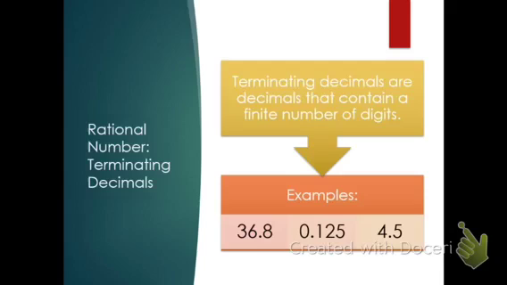So let's talk about rational numbers that are terminating decimals. Terminating decimals are decimals that contain a finite number of digits. So a specific number of digits, like 36.8, 0.125, or 4.5.